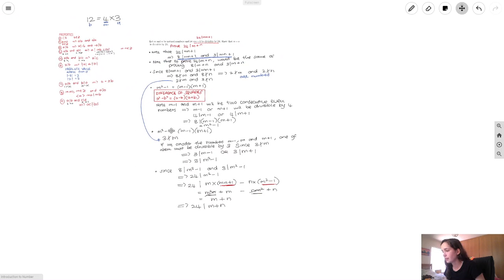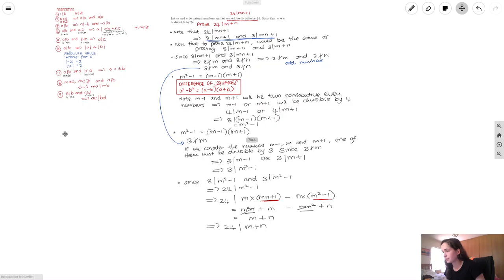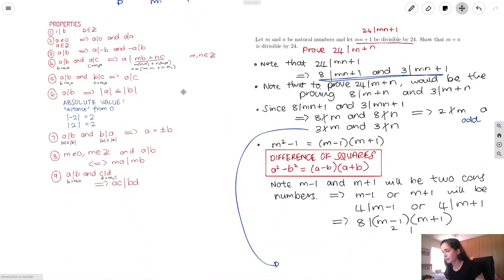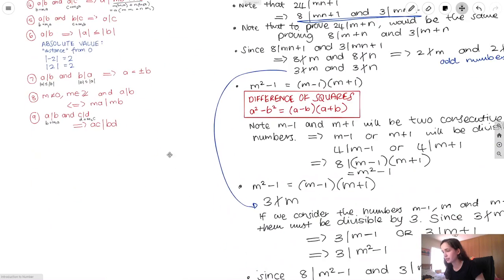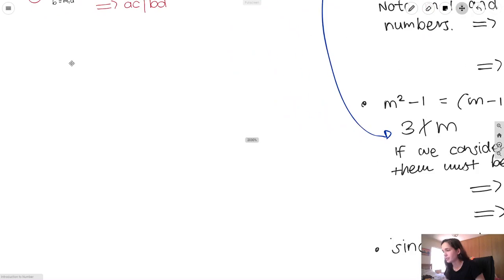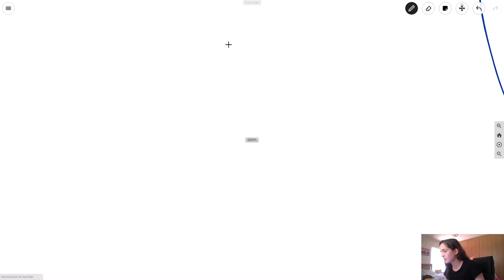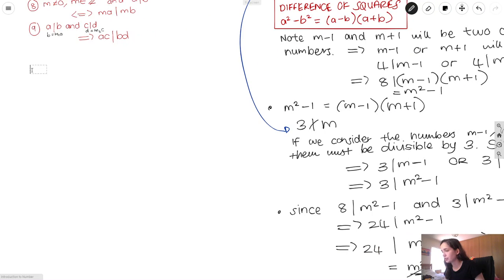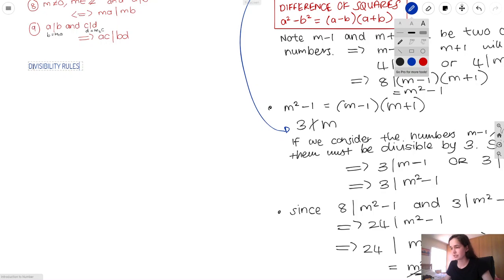Okay, so now let's quickly look at the divisibility rules. So we've already done the divisibility properties. These properties are pretty much rules on how to use divisibility. The divisibility rules refer to the rules that one can use to predict whether a number will be divisible by a certain number or not by looking at its digits.